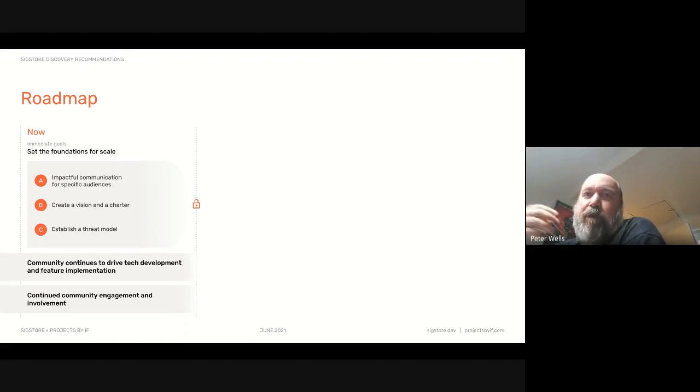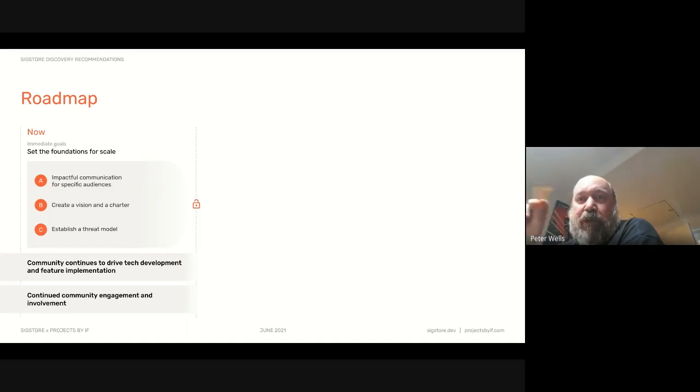And now is just some immediate goals of setting the foundations for scale. And the bits we focused on in the roadmap are the things that complement the work that the community is naturally doing. So things like increasing the trustworthiness of Sigstore through a key signing ceremony, which is carried out on the web and using bits of trust, etc., is part of that.